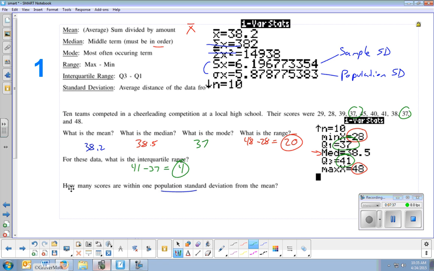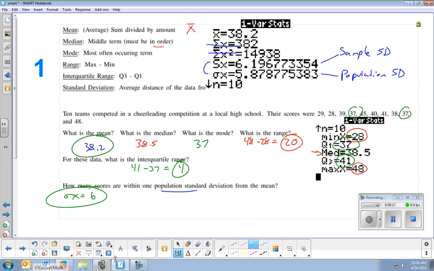All right. Then lastly, how many scores are within one population standard deviation of the mean? All right. So the mean is 38.2. And the population standard deviation, the sigma x, we're going to round it to just be 5.8, so let's just say 6 to make the questions easy for us. So if your average is 38.2 and your standard deviation is 6, what that means is, again, standard deviation is how spread out the data is. Essentially, it's the average distance everything is from the average. So if the numbers are all bunched together really closely, you're going to have a really small standard deviation. If they're really spread out, you're going to have a large standard deviation.